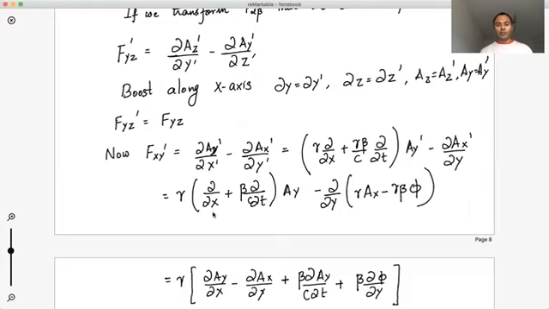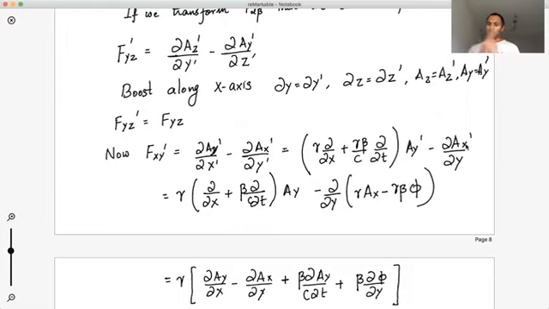So let's see what you get when you rearrange the whole thing. Again, ay prime is just ay, so that term is taken care of. Everything is now in unprimed coordinates. Now ax prime has to be Lorentz transformed, right? To go to the unprimed coordinates. And you know how to do that.